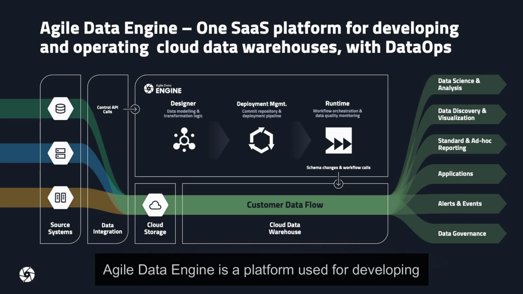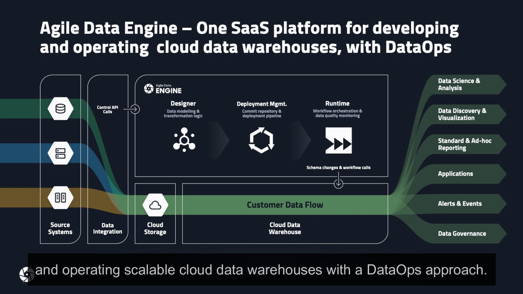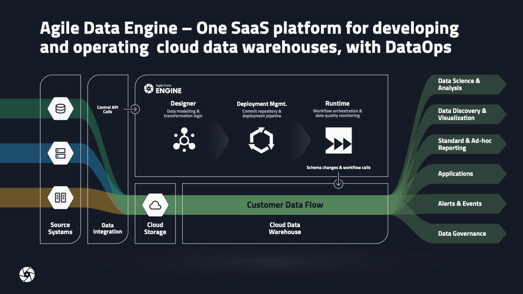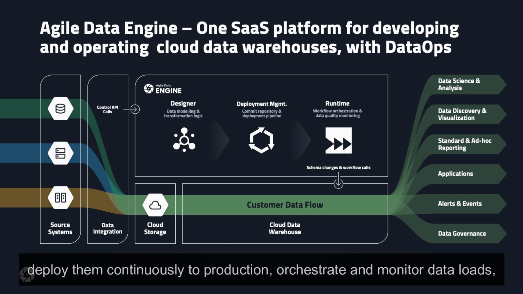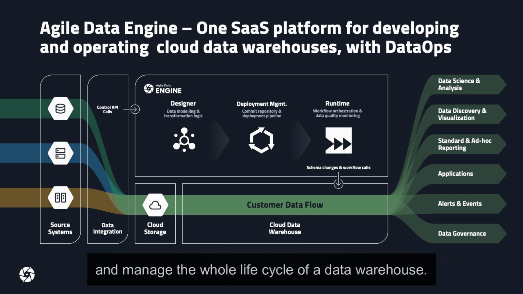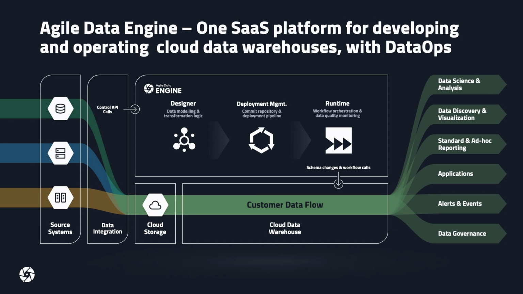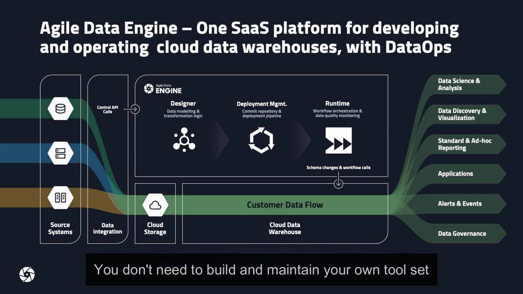Agile Data Engine is a platform used for developing and operating scalable cloud data warehouses, with a DataOps approach. With Agile Data Engine, data teams develop data models, build data transformations, deploy them continuously to production, orchestrate and monitor data loads, and manage the whole lifecycle of a data warehouse. You don't need to build and maintain your own toolset, so you can focus on delivering value to your business.